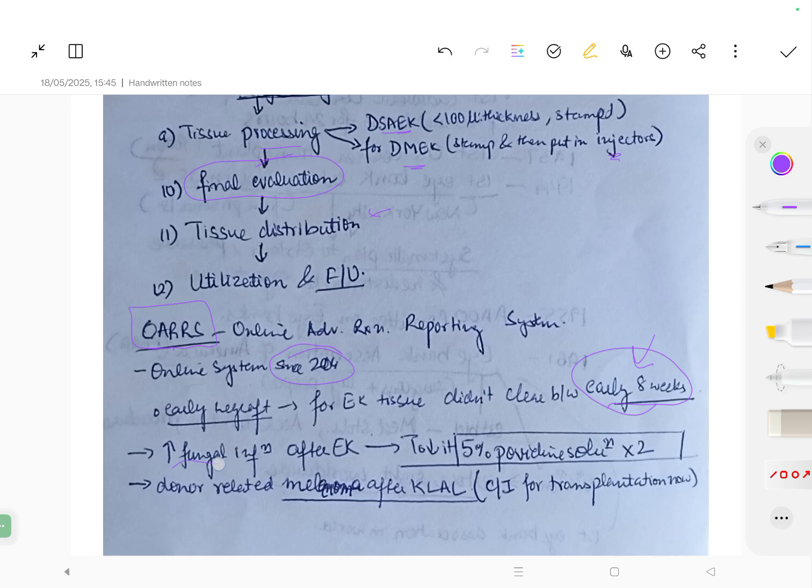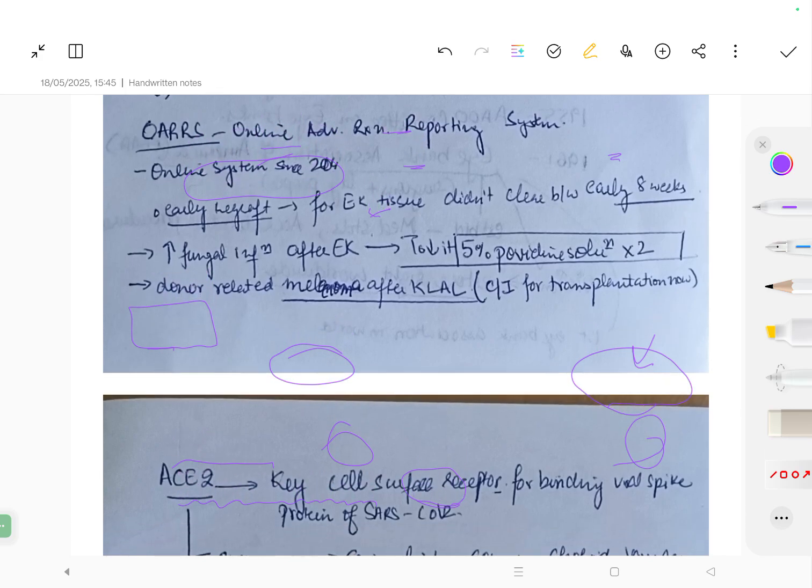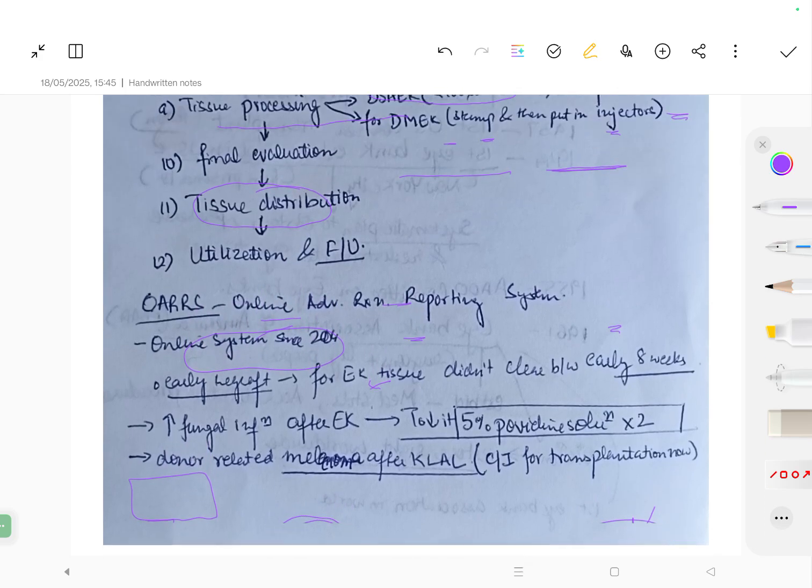There is an increased fungal infection after endothelial keratoplasty, and to decrease this incidence, we have to use 5% povidone iodine solution at least 2 times before surgery. There was a donor-related melanoma after keratolimbal allograft, and therefore melanoma is now considered a contraindication for transplantation.